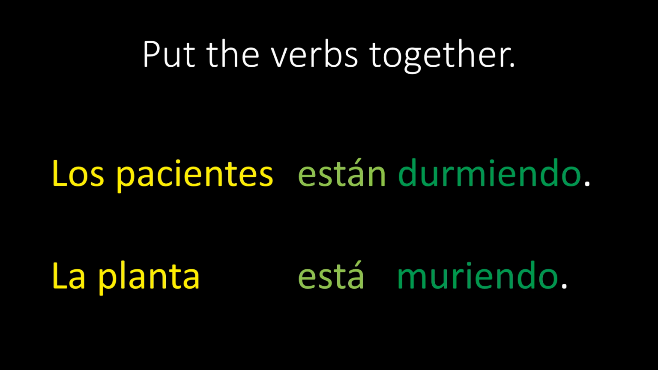Look at these examples. Los pacientes están durmiendo. Los pacientes is the subject. Están is the helping verb. Durmiendo is the main verb. The patients are sleeping. In the second example, la planta está muriendo. In this sentence, la planta is the subject. Está is the helping verb. Muriendo is the main verb. The plant is dying. Nos vemos.